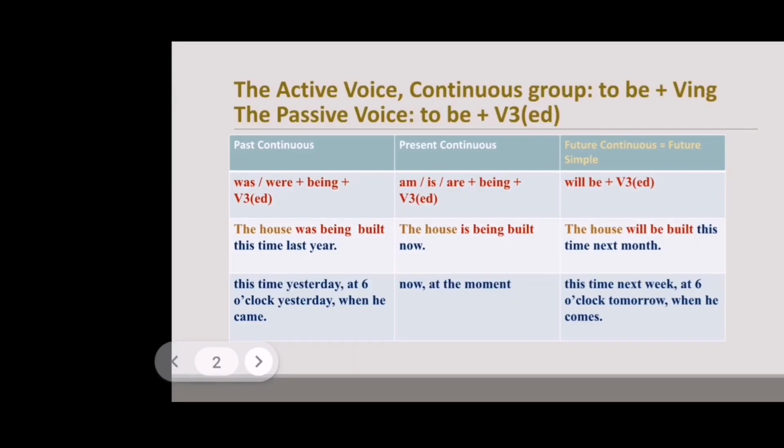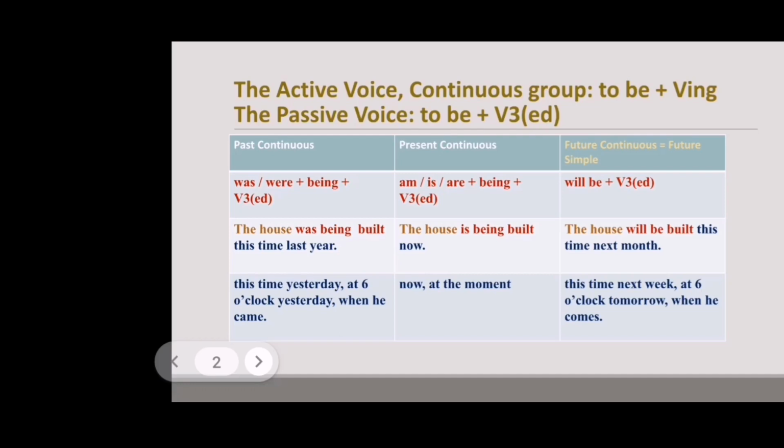To start with, let me remind you the general structure for the active voice continuous group. It is to be plus the main verb in ing form. And for the passive voice, the general structure is to be plus the verb, main verb, in the third form or ending ed. So let's try to unite these two structures into one.